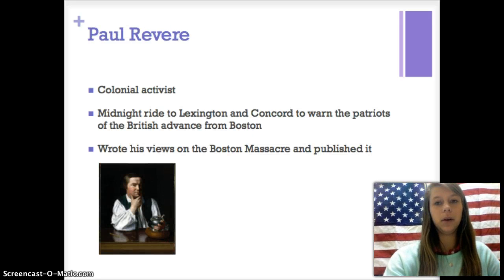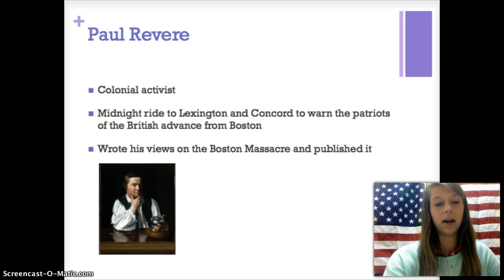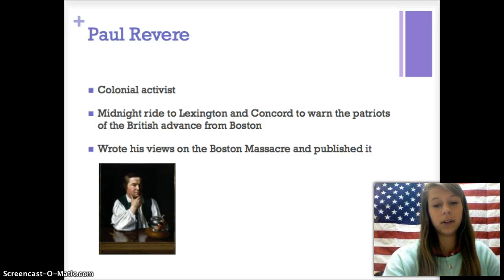Paul Revere was a colonial activist during the war. Revere mobilized colonial activism that led to revolution. Paul Revere is most noted for his midnight ride to Lexington and Concord to warn the Patriots of the British advance from Boston. After the war, Revere circulated his account of the Boston Massacre.